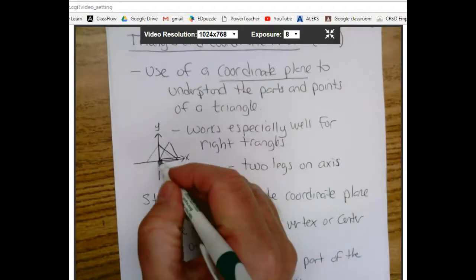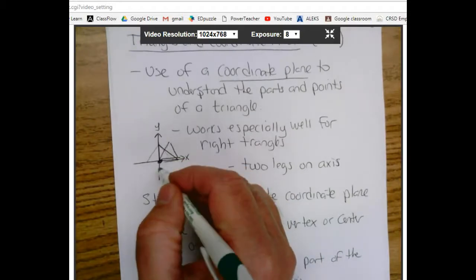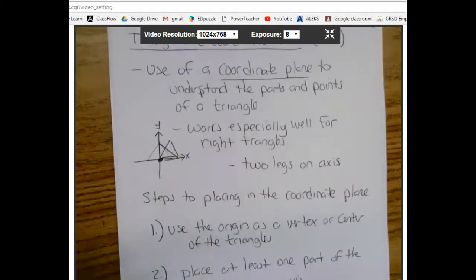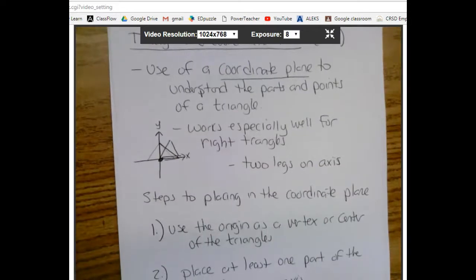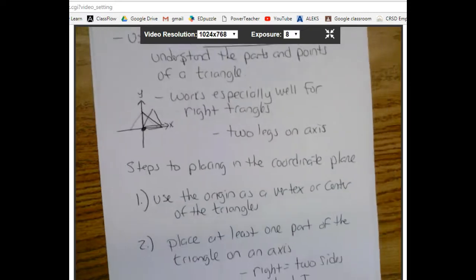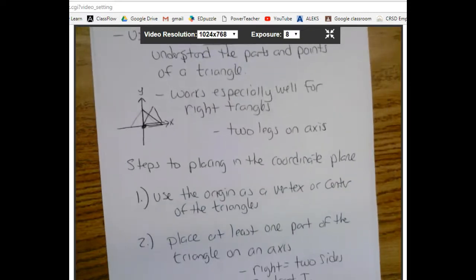Sometimes we can use it as one angle of the triangle, but it gives us a good idea or an easy way to label that triangle. So we always use the origin from that coordinate plane.